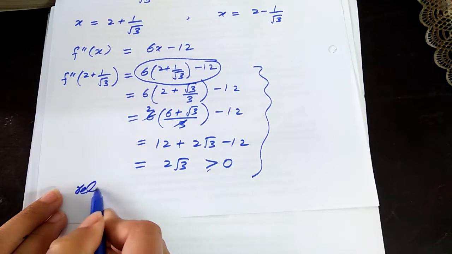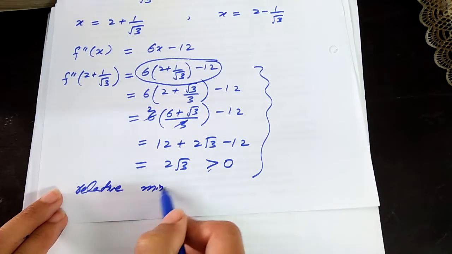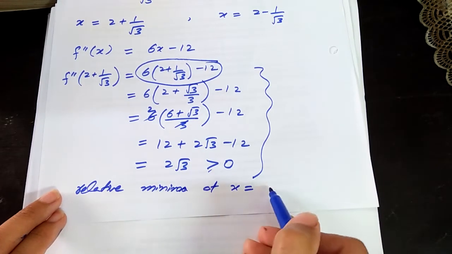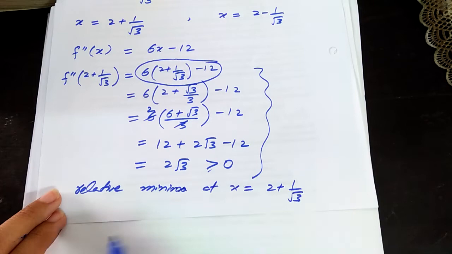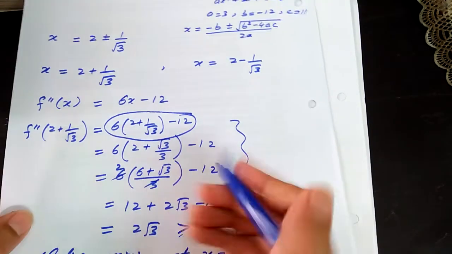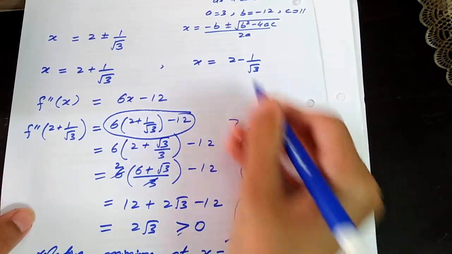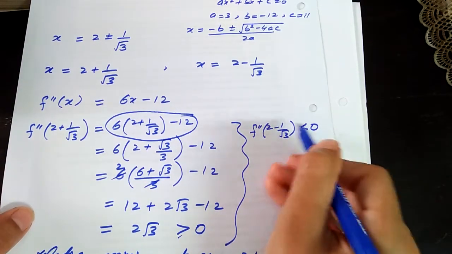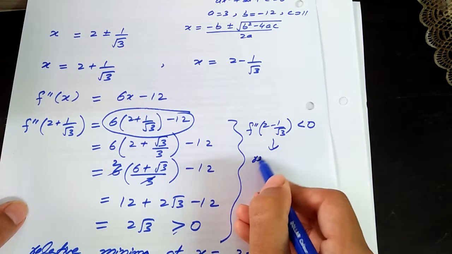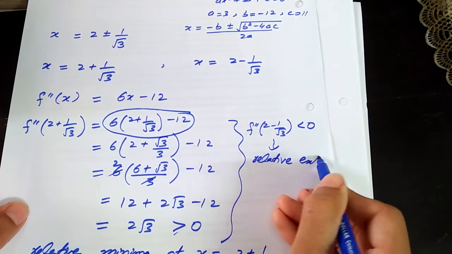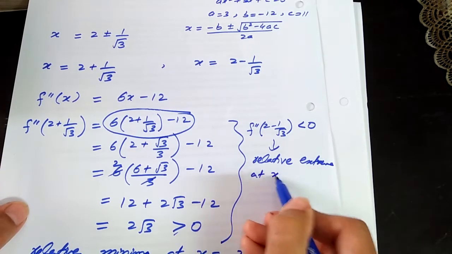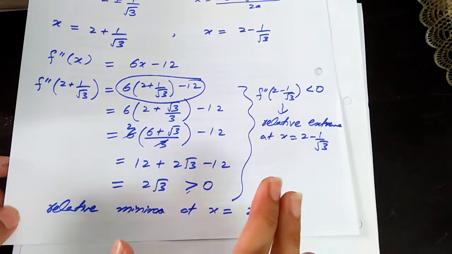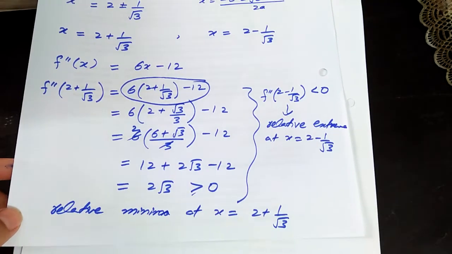So we have here the relative minima. Minima at x equals 2 plus 1 over under root 3. Now we need to put the second point. For that purpose, f double dash of the second point, that is 2 minus 1 over under root 3, will be less than 0 if you solve it. So it means we have relative extrema here. Relative extrema at x equals 2 minus 1 over under root 3. So these are the points at which we have the relative extremas.